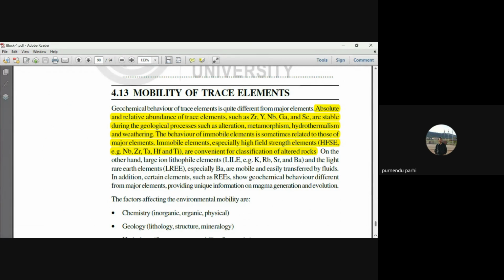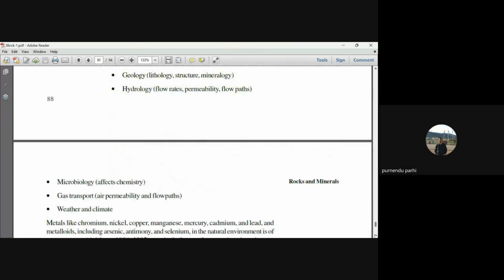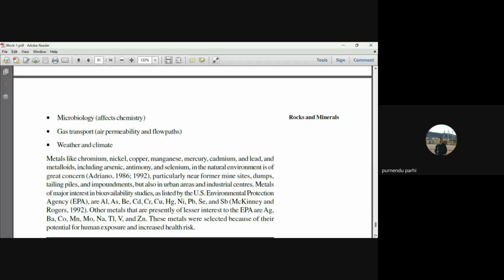The behavior of immobile elements is sometimes related to those of the major elements. Immobile elements, especially high field strength elements, are convenient for classification of altered rocks. The factors affecting environmental mobility are chemistry, geology, hydrology, microbiology, gas transport, weather, and climate.